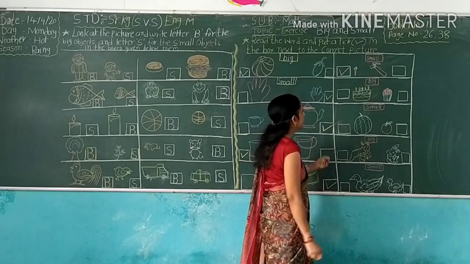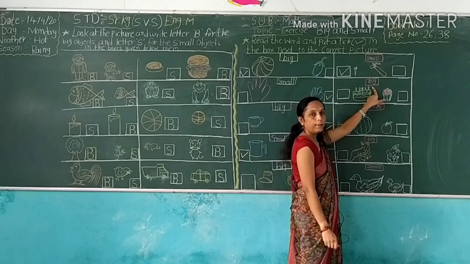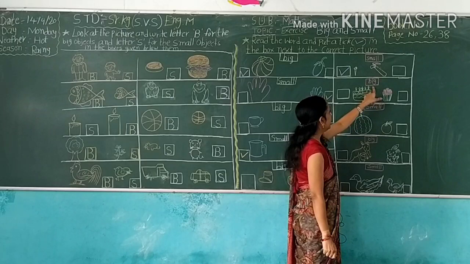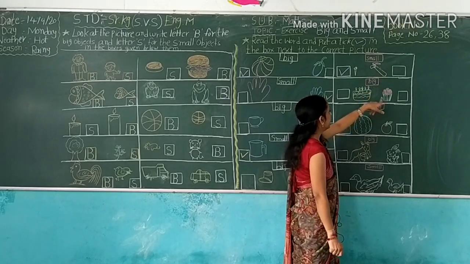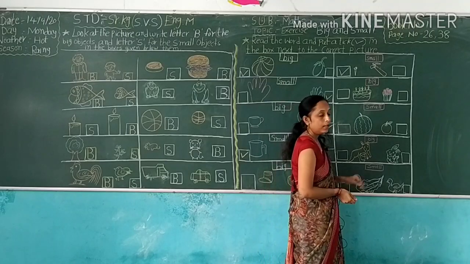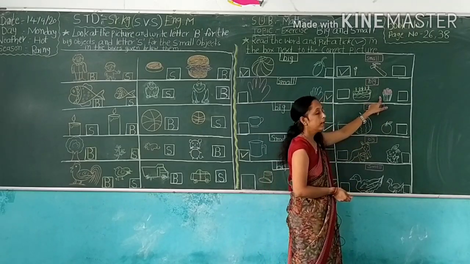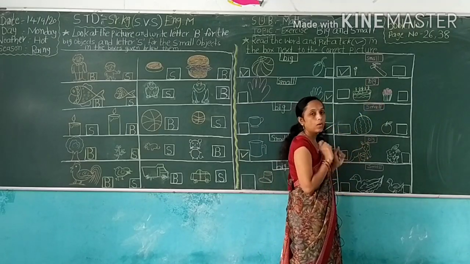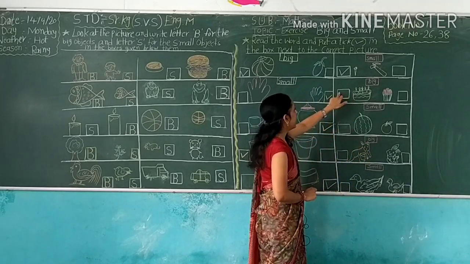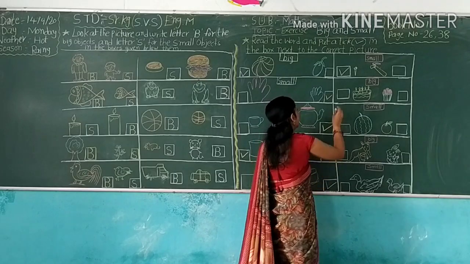And look here. Which word right here? B-I-G. Big. So here write the tick big object. So which picture is big? This? No. This object is small. So this cake is big. So here we write big object. Okay.